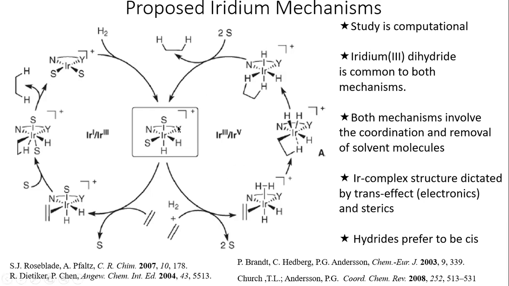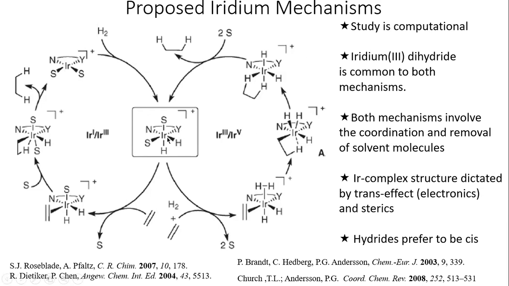So here, if Y is a phosphorus, you can see, again, this hydride, it could be here where the solvent is, but it prefers to be trans to nitrogen and not to the phosphorus atom in that ligand. And that's due to the trans effect. And it's also dictated by sterics. And that's where your chiral ligands come into play, right? Depending on how those chiral ligands are arranged around the metal, that's also going to dictate the structure.